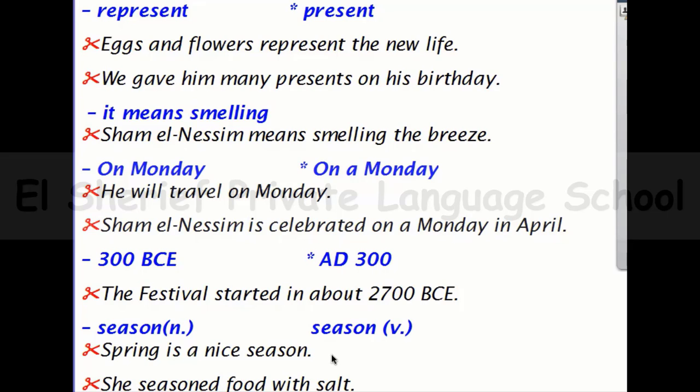Season is a noun and also season is a verb. For example, spring is a nice season. Number 2, she seasoned food with salt. She added salt to food to make it tasty.